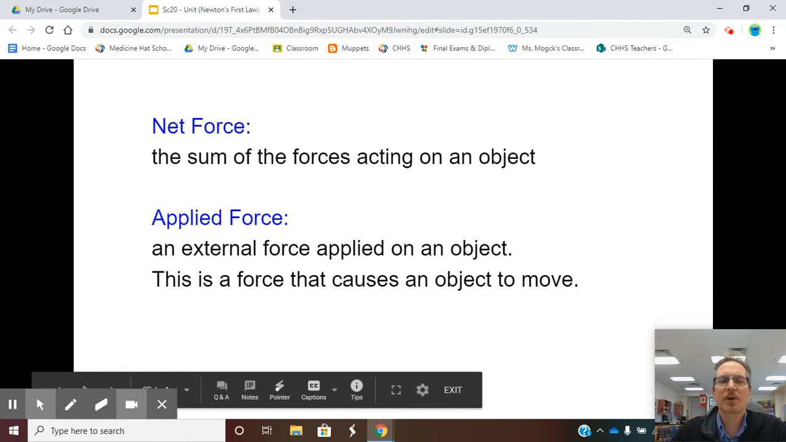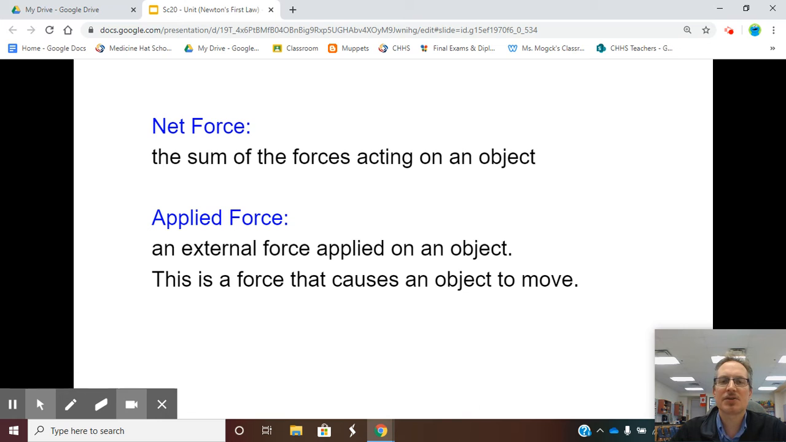Now, we have two forces we have to define in order to do today's lesson. A net force is the sum of all the forces acting on an object, where an applied force is the external force that we ourselves or something applies to the object. This is the force that causes the object to actually move.